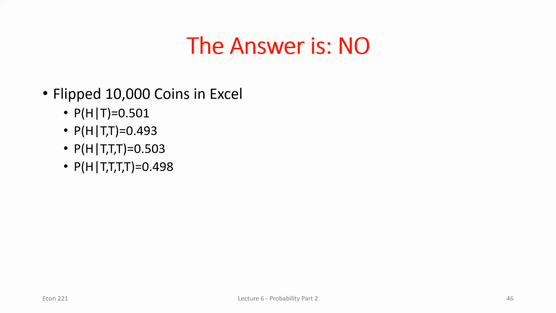I know how to generate 10,000 coin flips in Excel, and you can see it doesn't matter. Every time I looked after there was one head in a row, the probability I saw tails on the next flip was about 0.5. Every time I saw two tails in a row, the probability I saw heads on the next flip was about 0.5. Every time in the data I saw three tails in a row, the probability the next coin flip was a head was still 0.5, right? It doesn't matter the previous outcomes.